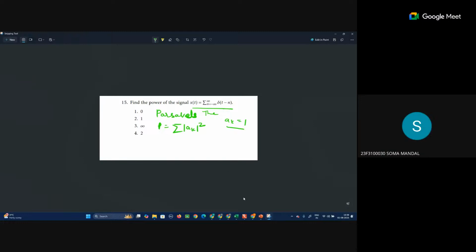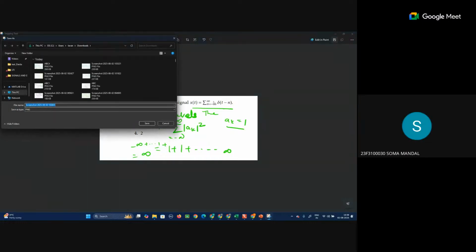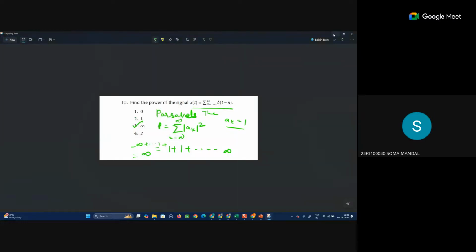Yes, ma'am. So we'll be considering k from minus infinity to infinity. So 1 plus 1 plus, till infinity, and it will be 1 from minus infinity also. As a result, we're getting infinity. I mean, we are adding 1 infinitely many times, so we'll get the answer infinity. Am I clear? Yes, ma'am, got it. For every real value of a_k, 1/2, 1/4, anything, the power will be infinity.